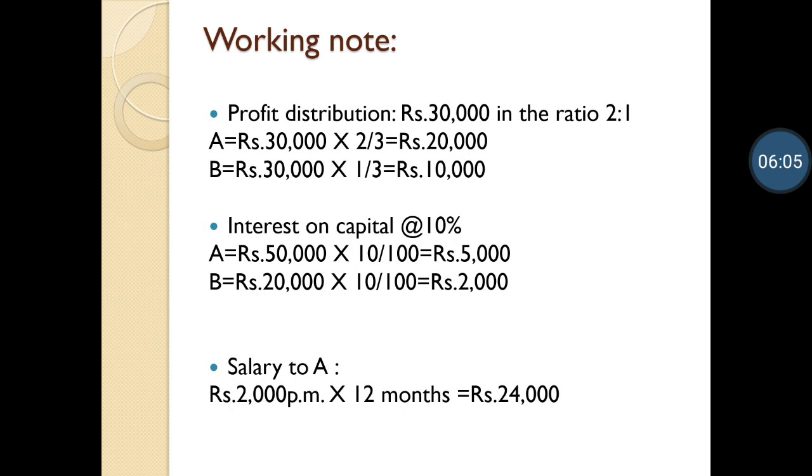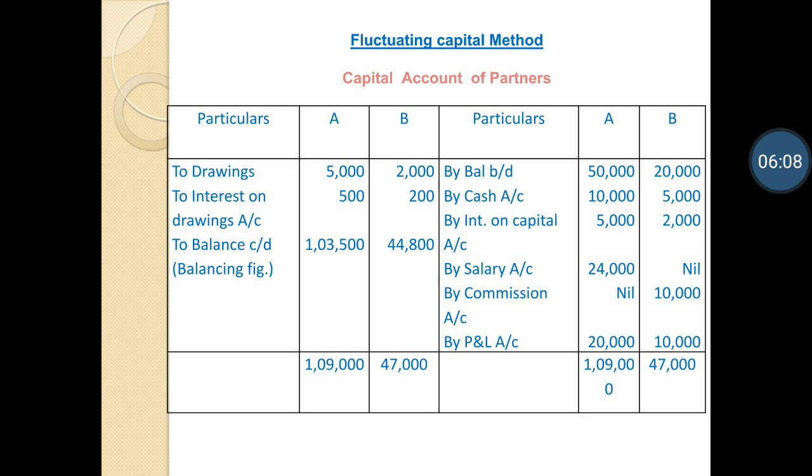Let's go with the first method, that is the fluctuating capital method. We have to prepare a capital account. All those adjustments along with the capital figures will come in the capital account. Again on the credit side, by balance brought down, that's the opening figure. By cash, this is additional capital introduced. What is the journal entry for additional capital introduced? Cash account debit to partner's capital. It will go to debit of cash and credit of partner's capital. Next things are the same as in illustration number 1. Interest on capital, salary, commission, and P&L are on the credit side, and on the debit side it is drawings, interest on drawings, and the balancing figure after calculation.